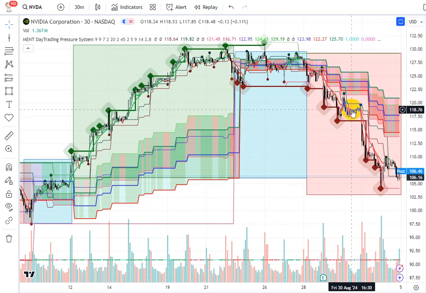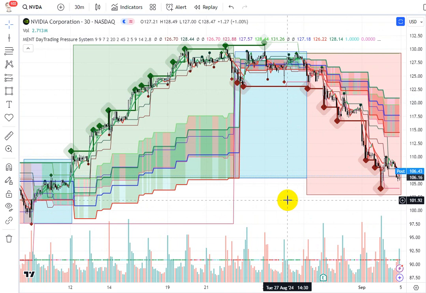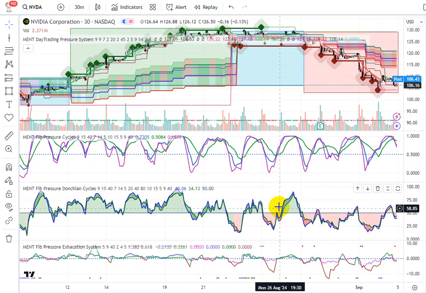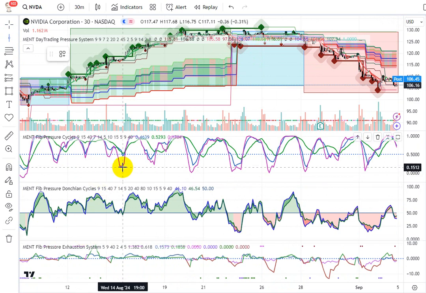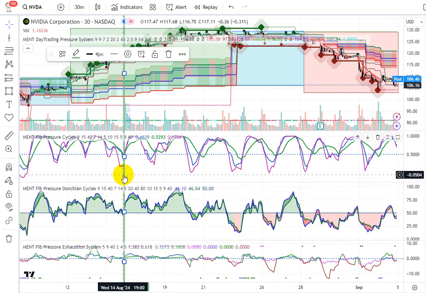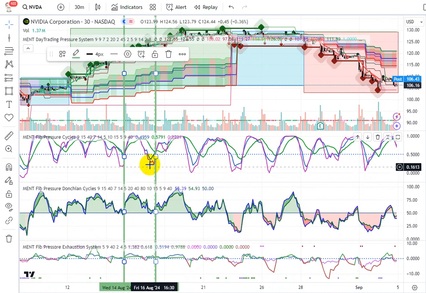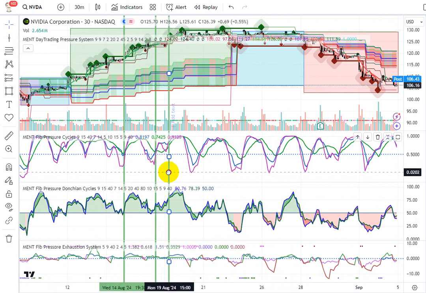We can be as aggressive as we want on the downside. Play our protective upside trades more conservatively. Okay? Now, well, I don't know, guys. It's kind of hard for me to see where the cycles are. Let's go ahead and start marking them. Okay, cycle bottom. Cycle bottom. Cycle bottom.